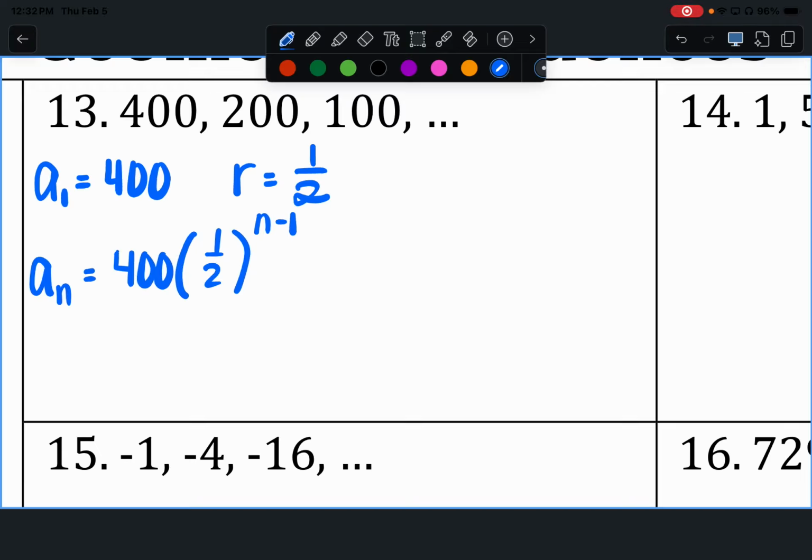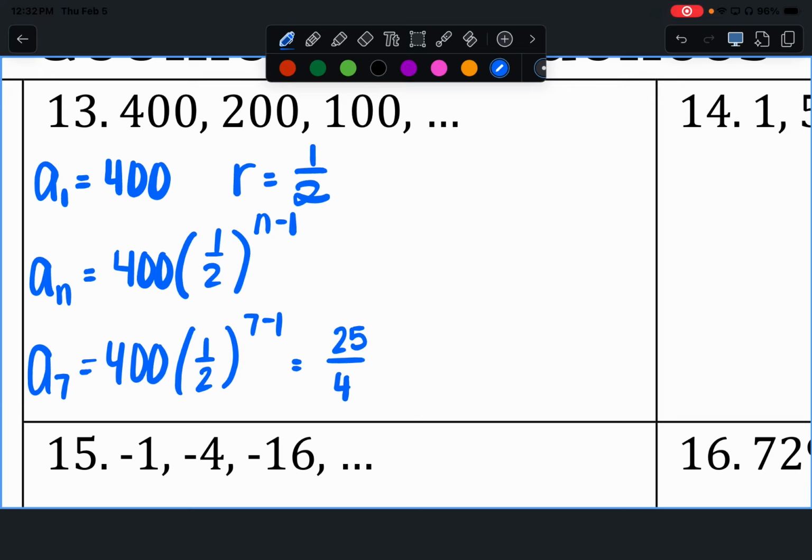All right, now we're going to find the 7th term, so we're going to plug in 7. Once we plug in 7, what do we get? What is it? 25 over 4. When I put that into my calculator, it gave me the decimal equivalent. So if your calculator gives you the answer as a decimal, that's okay. The final answer can be written as either, but I do want your ratio written as a fraction, if we can do that.